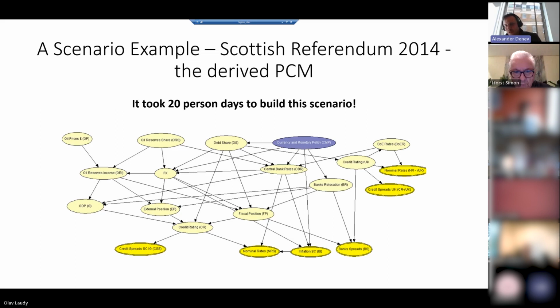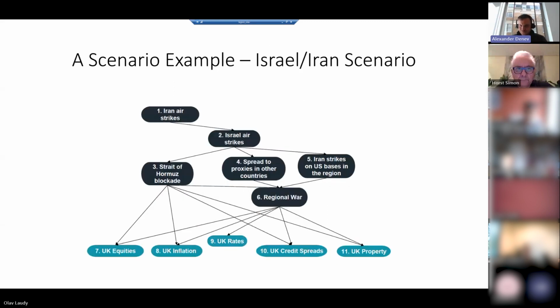And I'm not a UK economist, so I had to hire a person who really understands this. And of course, whatever the scenario, wherever in the world it's relevant for, you need different types of skills and economists and so on. Briefly, I'll show another scenario.